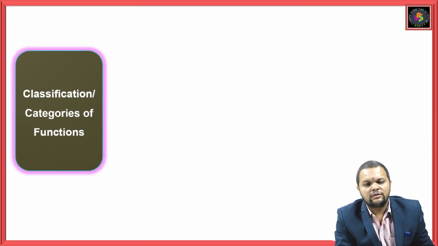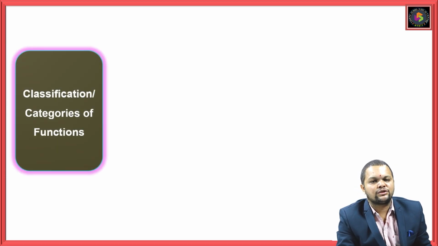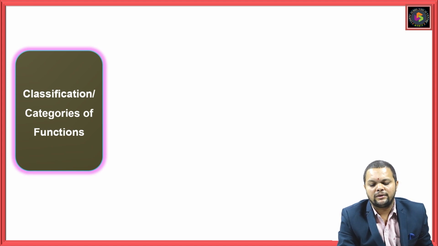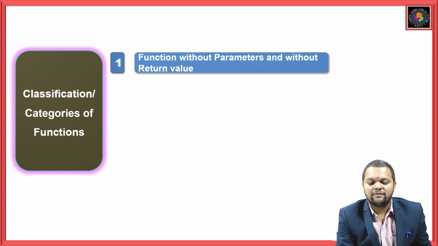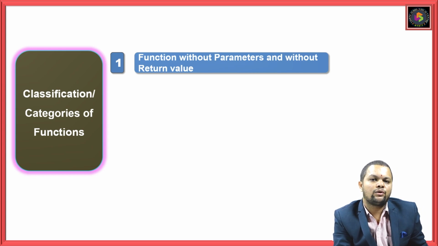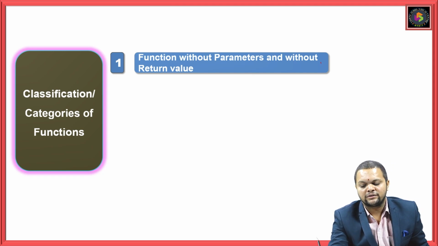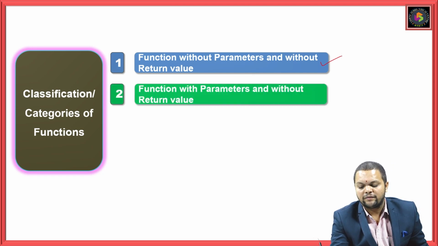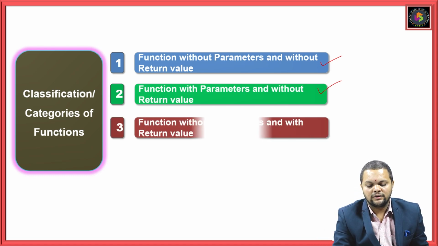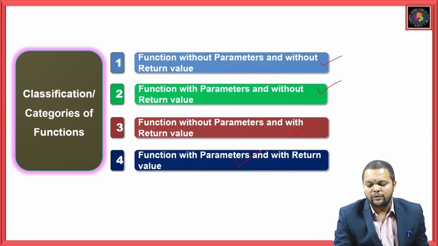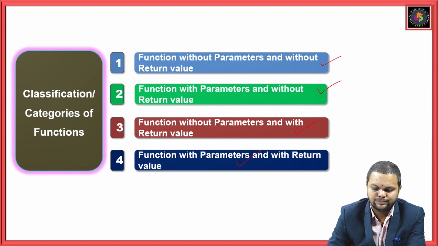And we'll see one of the main important things, which is called classification of functions, or you can say categories of functions. There are 4 things mainly. First one is function without parameters and without return value. After that we have the second one, function with parameters and without return value. The third one, function without parameter and with return value. And the fourth one, function with parameters and with return value.